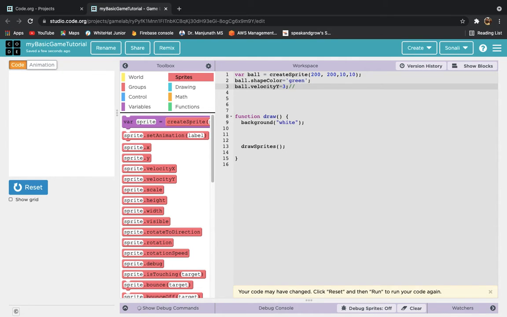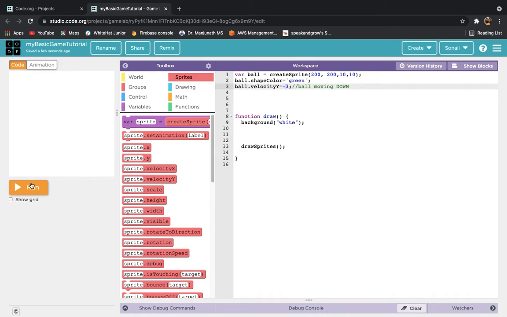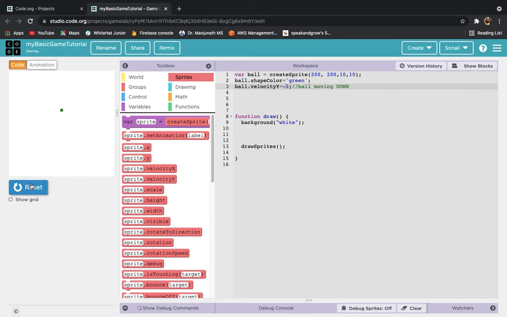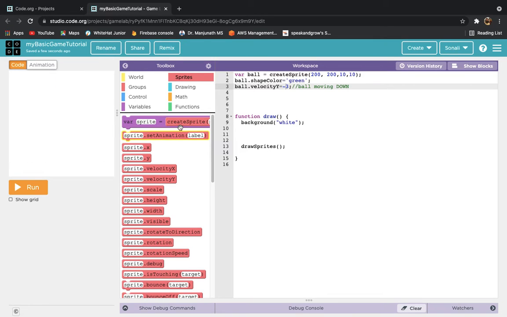So ball moving down. And again, how will I move it up? You guessed it exactly right, just minus. If I give minus to the y direction, because y is for both up and down, it will be moving up.